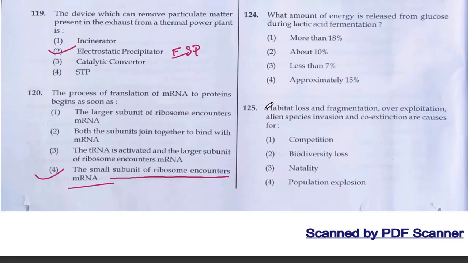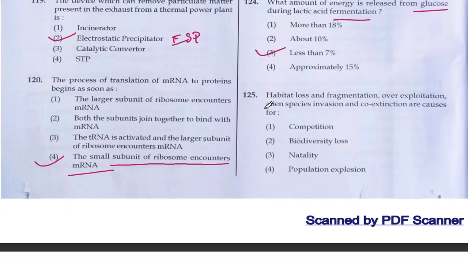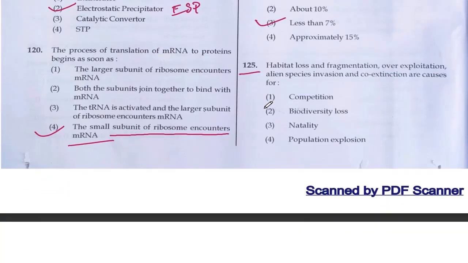Coming to question number 124. What amount of energy is released from glucose during lactic acid fermentation? During lactic acid fermentation, we get a small amount of energy, less than 7%, released. Coming to question number 125. Habitat loss and fragmentation, over exploitation, alien species invasion, and co-extinction are the causes for biodiversity loss.